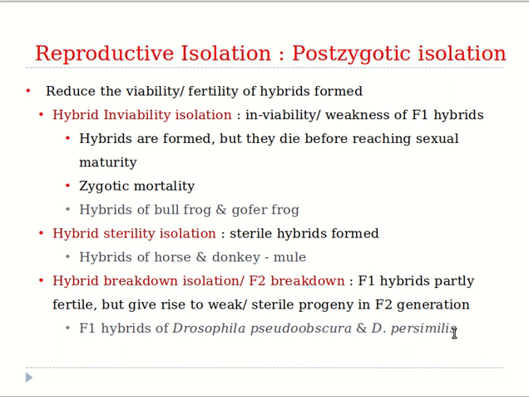I hope it is clear. That is the F2 breakdown. At the F2 generation, the individuals produced will be weak and sterile. But F1 will be almost just like a normal individual. So this is all about the isolation and isolating mechanisms. Fine. Thank you.